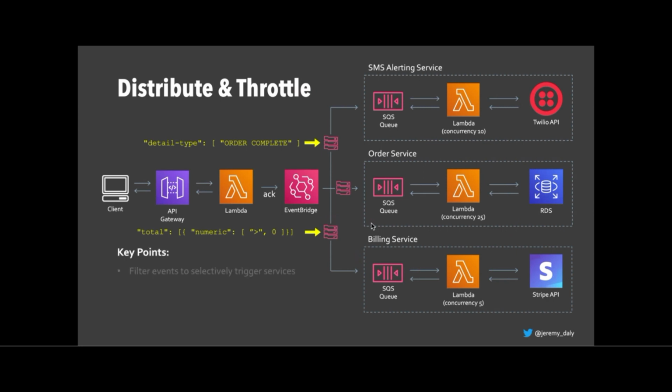So a couple key points here is that you can filter events to selectively trigger services. You can manage all that throttling, quotas, failures. All that stuff is managed on an individual per service basis that can be separated by team. Everybody can use their own services. It really is nice to use that method. And then again, use Lambda destinations if you're ever triggering things with asynchronous invocations.